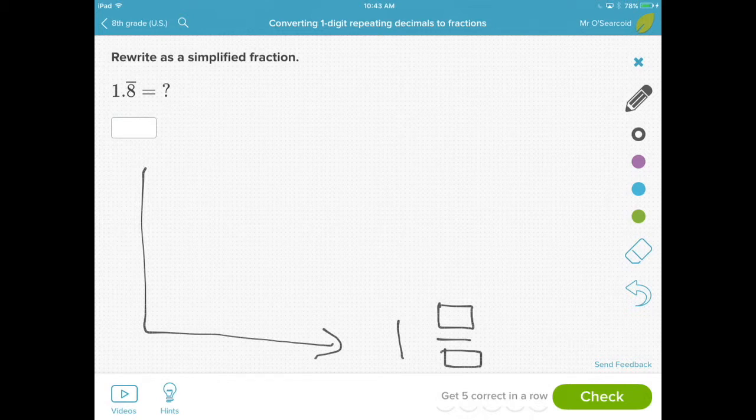Now that we've got that out of the way, let's go through how to convert. First, you need to take that 0.8 and give it a name. Leave a little bit of space at the top so that you can actually manipulate it a little bit. Now, the big question here is how many digits are repeating. In this case, you have one digit that is repeating.